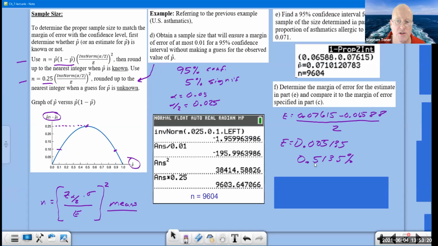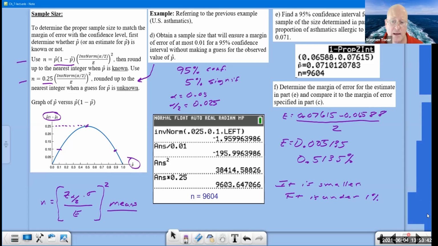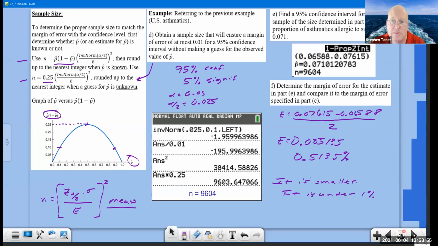Well, now our margin is a whole lot smaller because we wanted to make sure that we are under 1%, but also because we have a much larger sample size this time. That's going to generate that for us. Okay, it is smaller. It's far below 1%, which is what we did in part D, but I really was looking at part C. It's based on the larger sample. We know we can be much more confident. There's going to be much less error.